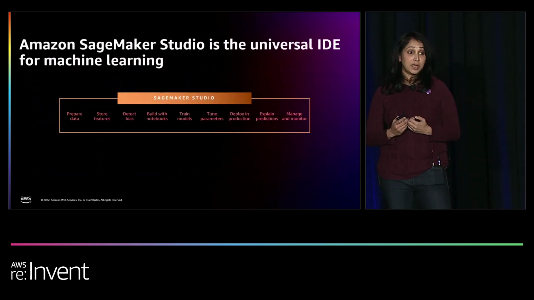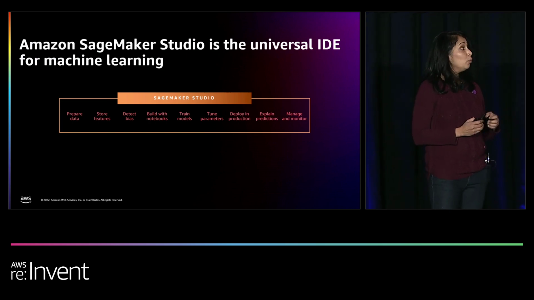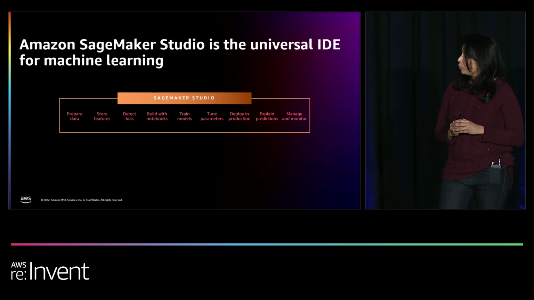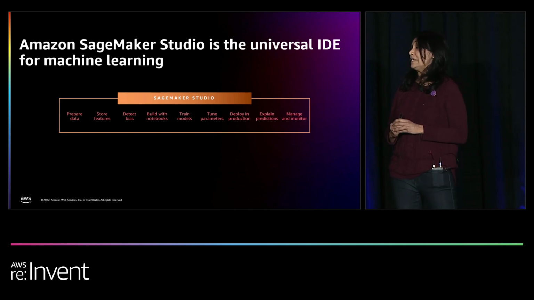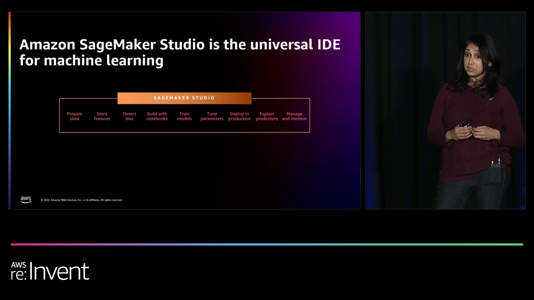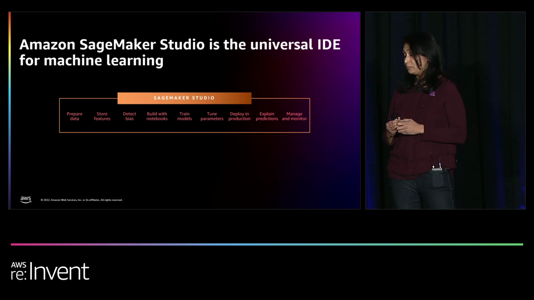So to help our customers with the challenge of machine learning, we launched SageMaker Studio right here at re:Invent a few years ago. SageMaker Studio is the universal IDE for machine learning. Now, what do I mean when I say universal IDE? Well, it is a single pane of glass from which you can build, train, deploy, manage, and monitor your models.